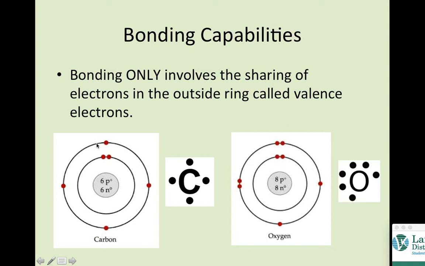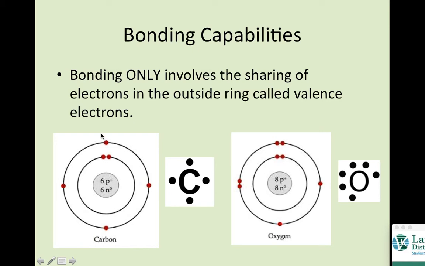Now, the electrons on the outside rings are the only ones we care about. They're the only ones that can do bonding. So bonding only involves the sharing of electrons in the outer ring. These electrons right here cannot do bonding, and these electrons right here can't do bonding. So we don't really care about them too much.